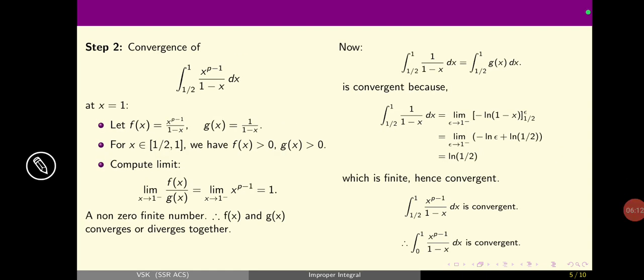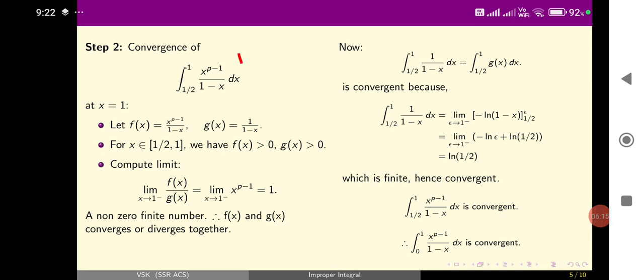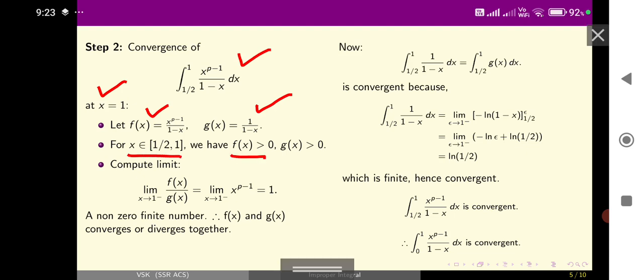Now let us see step number 2. Here we'll check the convergence of the integral from 1/2 to 1 of x to the power p minus 1 upon 1 minus x dx at x is equal to 1. So let us suppose f(x) is equal to this function, and g(x) we'll suppose as 1 upon 1 minus x. So clearly for all x in this interval, f(x) is greater than 0 and g(x) is greater than 0. Now we'll compute the limit as x tends to 1 of f(x) by g(x), and when we put x is equal to 1 over here, we get the value 1, which is a non-zero finite number. Therefore, f(x) and g(x) converge or diverge together.